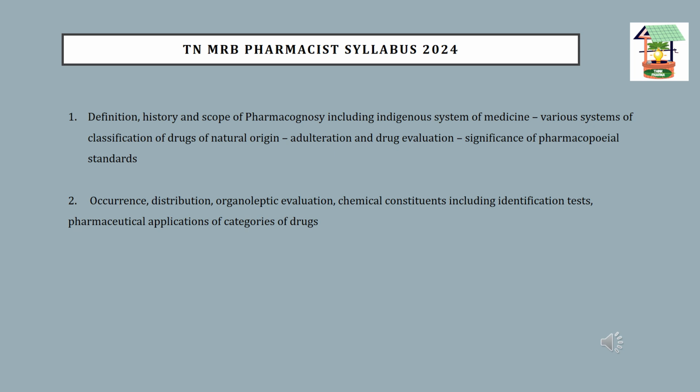And then next, occurrence, distribution, organoleptic evaluation, chemical constituents, including identification tests. Identification tests are very, very important. And then pharmaceutical applications of categories of drugs. So this is the syllabus for MRB pharmacist. The syllabus is very minimal, so you can score good marks if we cover all these topics for the MRB pharmacist exam.